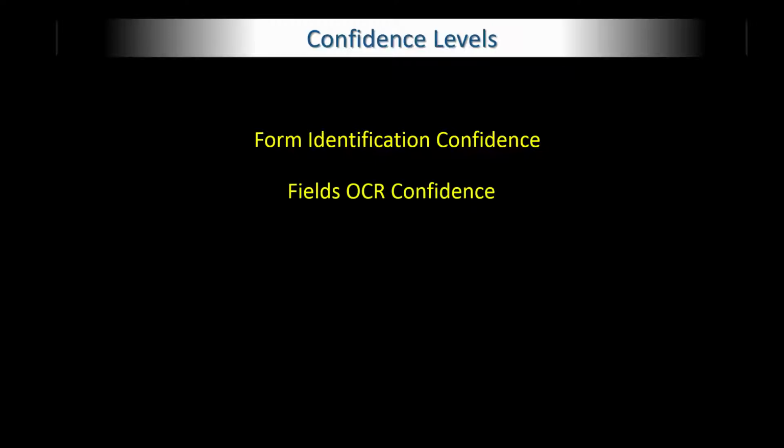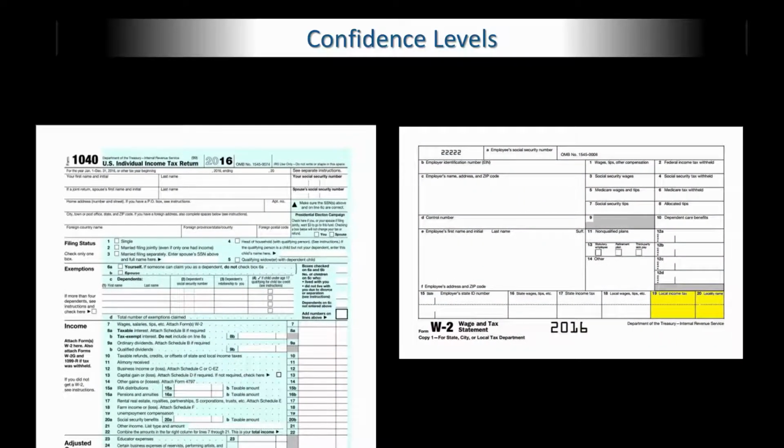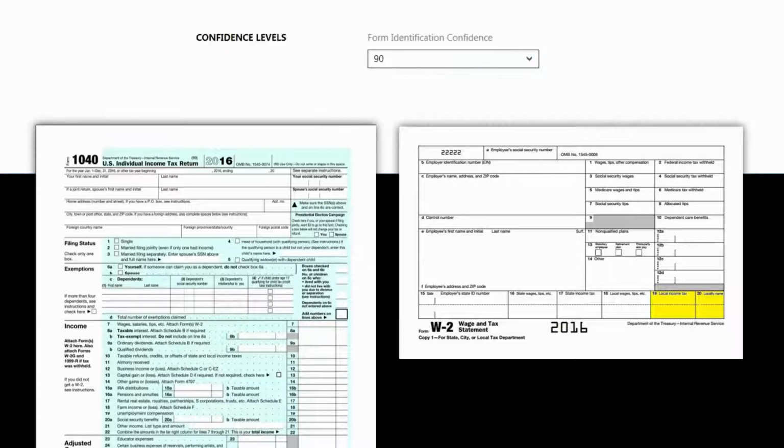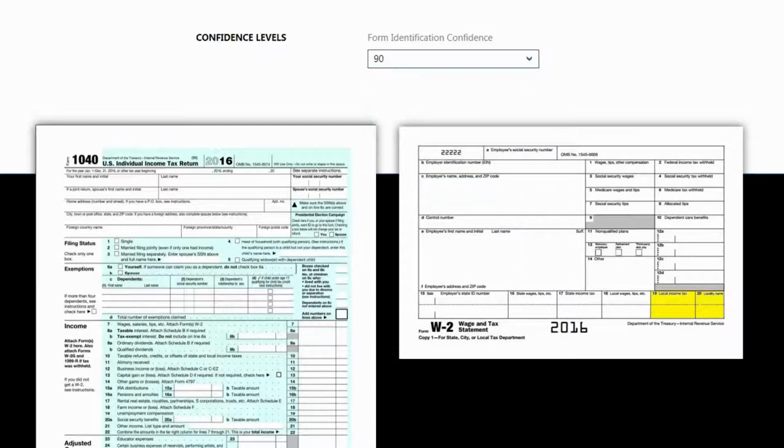The second is field OCR confidence, so that the information in the document or file itself, we're confident that that is correct. So let's take a look. Okay, here are two different tax forms, a W-2 and a 1040. Now eFileCabinet can recognize the difference between one or the other and identify in a drop-down a confidence level. And so you can set that at a certain level, and then that helps you as the software scrutinizes to make sure that this is correct.